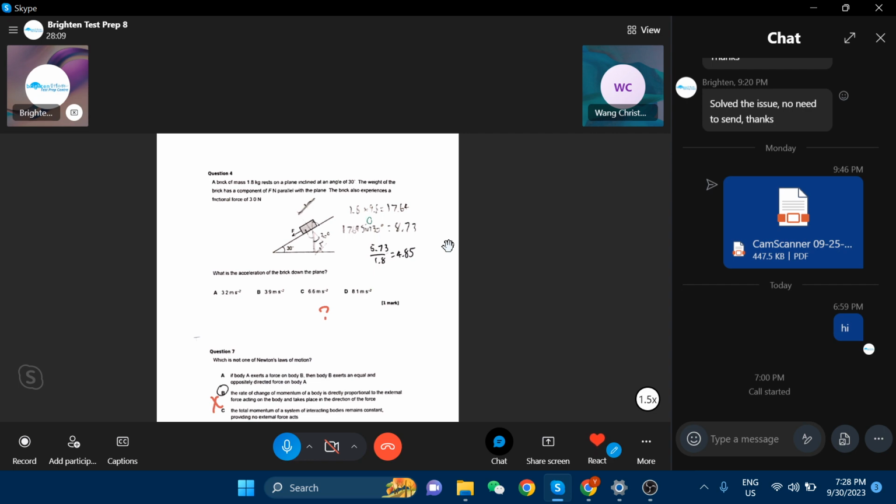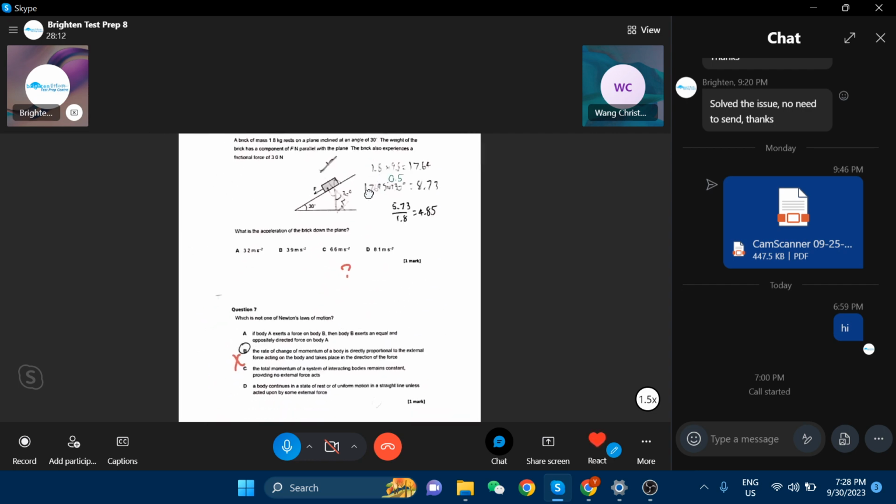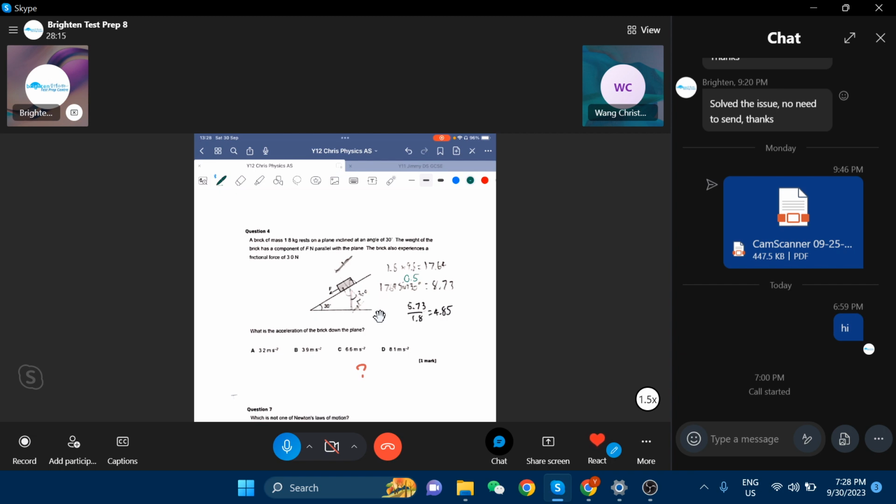So 0.5 times 17, or half of 17.64, is how much? Okay. 8.82. 8.82, okay. So actually this has a big impact on the final result. So how do you continue? And so we have the force, and we have to calculate the acceleration again. So what do we do?